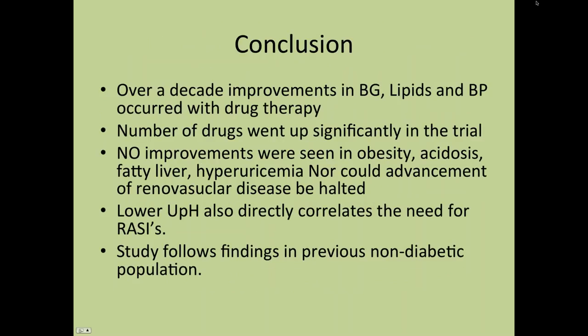So the conclusion is that in this particular case, in which I really wanted you guys to think through this, over a decade of improvements in blood glucose, lipids, and blood pressure occurred with drug therapy, but there were no improvements in obesity, acidosis, fatty liver, hyperuricemia, and the advancement of renovascular disease continued. So just because we pull your lipids down with a drug, like a statin, or your blood glucose gets better because of metformin, and your blood pressure goes down because you're on an ACE or an ARB, if you don't manage the oxidative forces and the damages, the metabolomic consequences of this, they still progress in their disease. I know you guys have seen that.